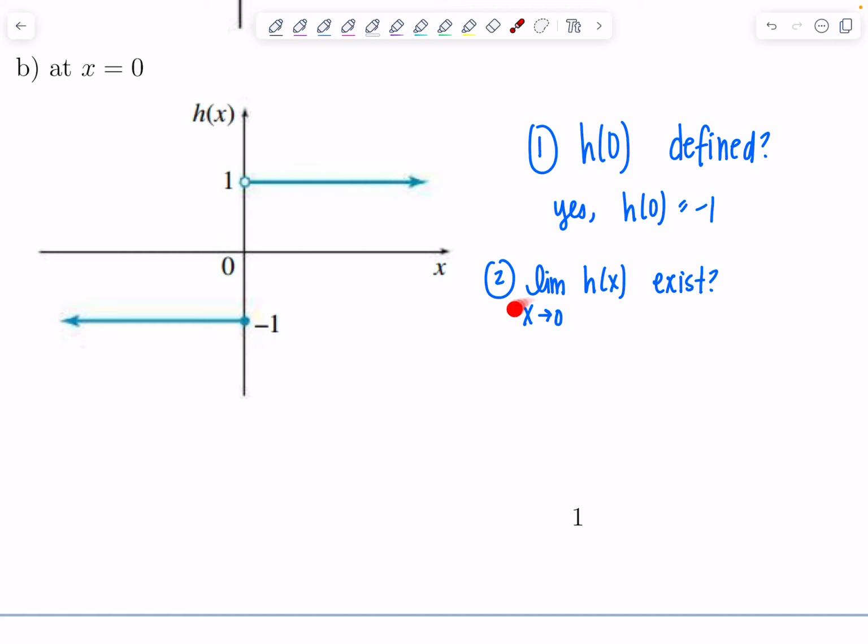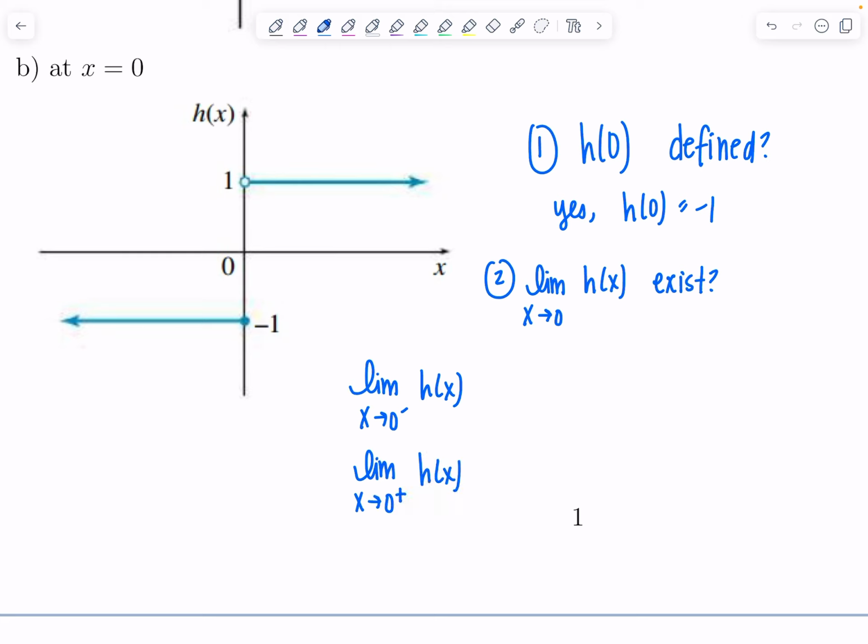Because remember, when we don't indicate from which side, this is a two-sided limit. And in order for it to exist, the limit from the left has to be the same as the limit from the right. So let's check. So let's see, what's the limit as x approaches 0 from the left of h of x? And what's the limit as x approaches 0 from the right of h of x?